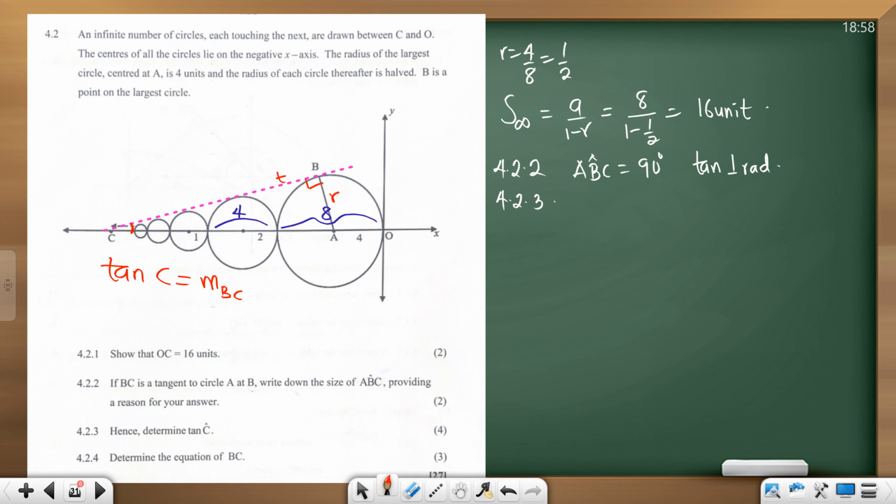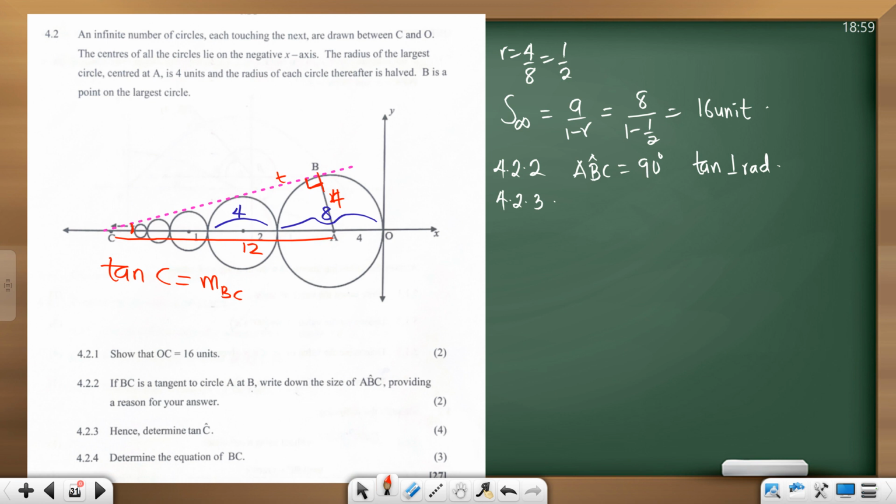Got it. Got it. This whole length is 16. It means this thing is what? 12. OC is 16. OA is 4. Does that make sense? And this is the radius. This is also what? 4. Because we have a 90 degrees here, it's a right angle triangle.